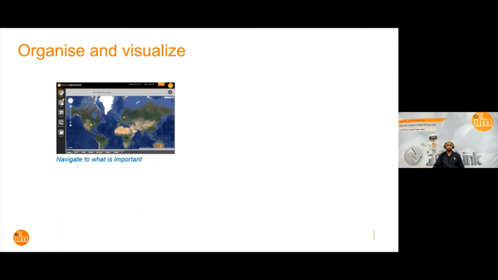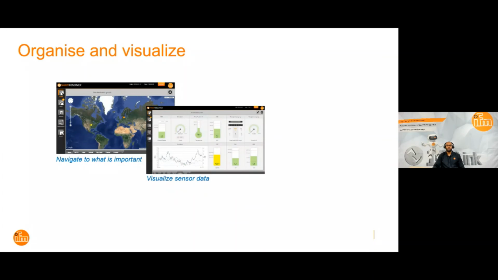IFM's Smart Observer software allows you to navigate. You can import Google Maps or a plant layout into a dashboard for easy navigation to either different sites or different parts of your plant. You can then visualize the data. Cockpits can be freely created to make a customized dashboard showing all relevant data.